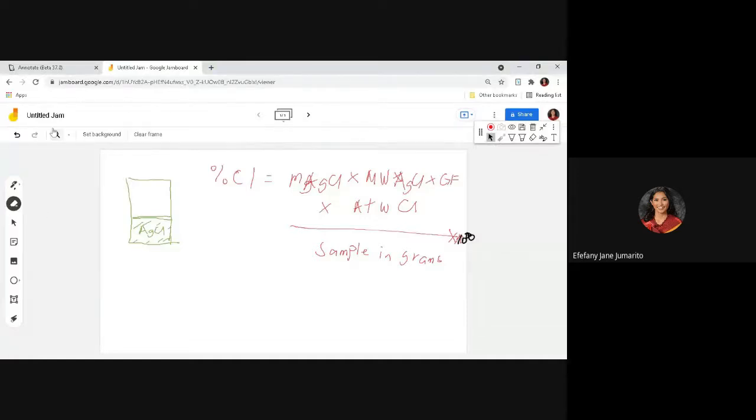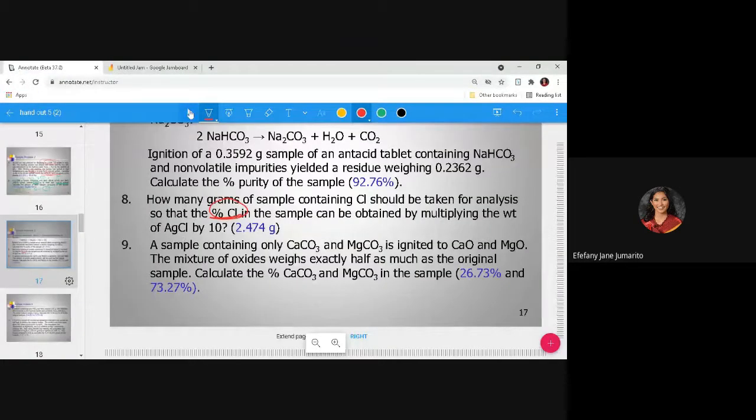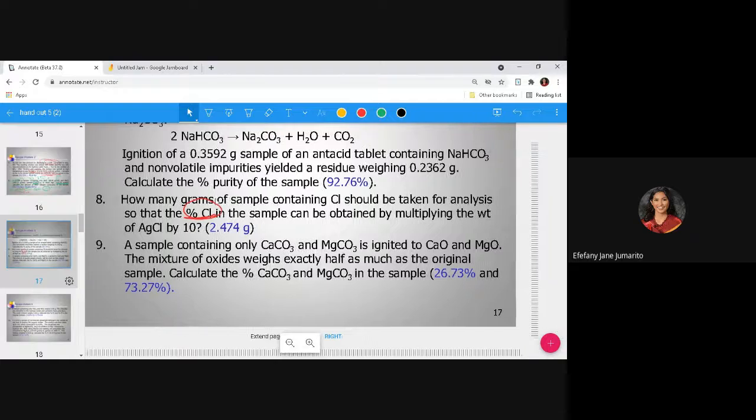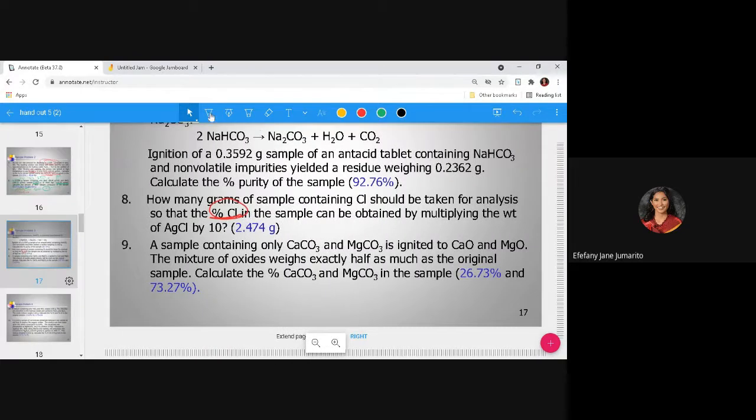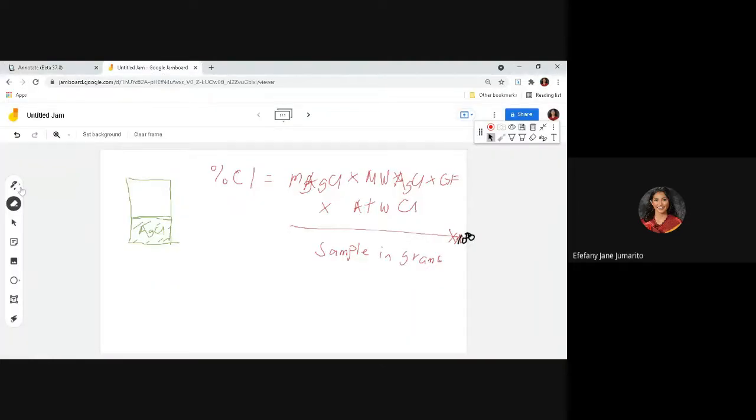Now, in the problem, we're not actually asked for the percent Cl. What is asked is the mass of your Cl. Oh no, not the mass of your Cl; this is the mass of your AgCl. Okay, so we have that one. Now, we are asked for this one, the mass of the sample.